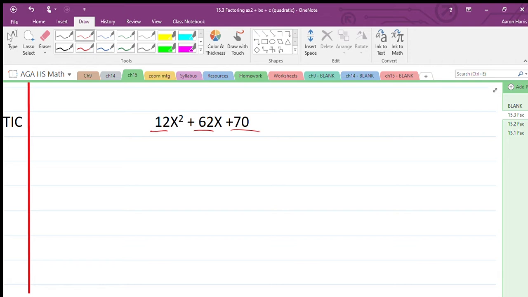12 times 6, well, no, it doesn't go in evenly. So immediately, I'm just going to do a factor tree. So 2 and what? 6, 2 and 3. Makes my life easy. 62: 2 and what? 31. See, that cut down a whole lot of guesswork because of that 62.